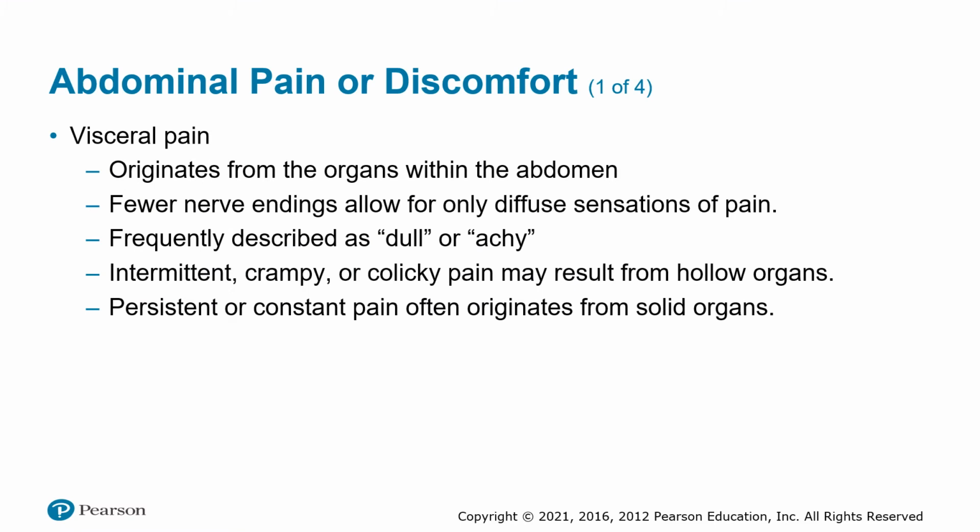So when we talk about abdominal pain or discomfort, typically we're going to talk about several different types of pain. You can have visceral pain, which comes from the organs within the abdomen. Again, remember that visceral peritoneum covers each organ itself. There are fewer nerve endings that allow for only diffuse sensations of pain, and it's more of a dull, achy pain. It can be intermittent or crampy, and it may result from hollow organs. If it's persistent or constant pain, then it originates from solid organs.